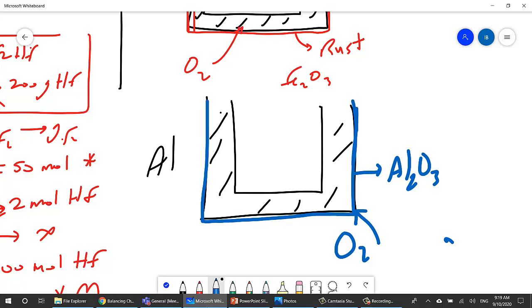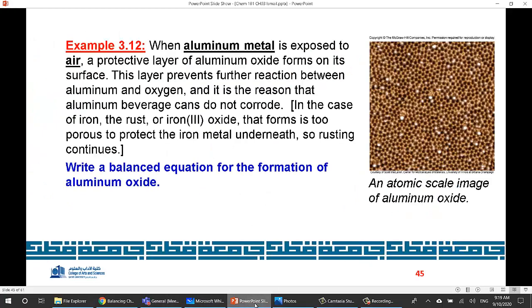So actually it protects the rest of the aluminum from oxidizing. And that's the nice thing about aluminum. So aluminum rusts, and actually it rusts faster than iron. But the nice thing about it is this layer, the Al2O3, does not allow the aluminum from further oxidizing. So that's what the question here is talking about. That's not the question anyway. The question says, write a balanced equation for the formation of aluminum oxide.